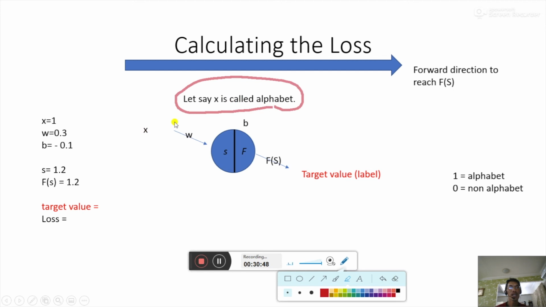So these x are called the alphabet. Okay. So this is the input here, and when I say X is called alphabet, I'm going to introduce you to one term: target value, or label. In that case, where X is called alphabet, in other words, X is labeled as alphabet. The target value or the label is called alphabet.